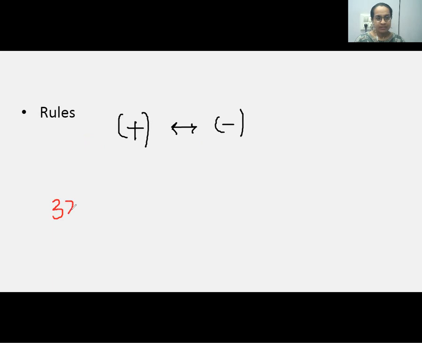Let's say 3x is equal to 6. Here 3 is in multiplication with the variable x. Now let's say if I take this 3 to the other side of the equation, it goes in division. x is equal to 6 by 3. That gives you the answer 2.